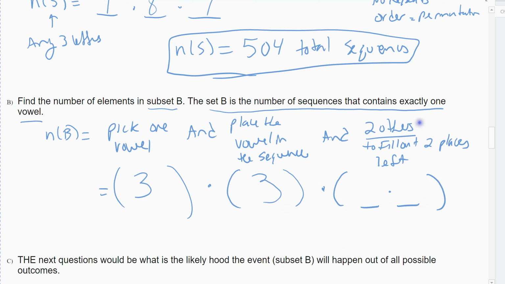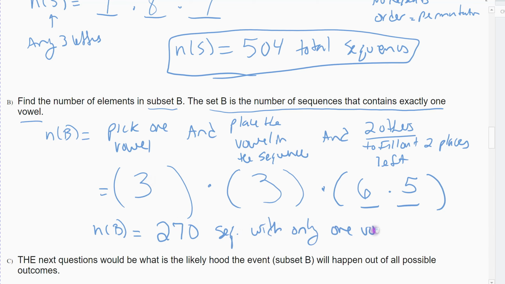And other meaning other than a vowel. These are non-vowels. And so there are 6 that are not vowels. So 6 for the first spot. And then I only have 5 left over for the second spot. And so the number of outcomes where I'm picking a sequence of 3 and I get exactly 1 vowel is 3 times 3 times 6 times 5. And when you multiply that out, it comes out to 270 sequences with only 1 vowel.